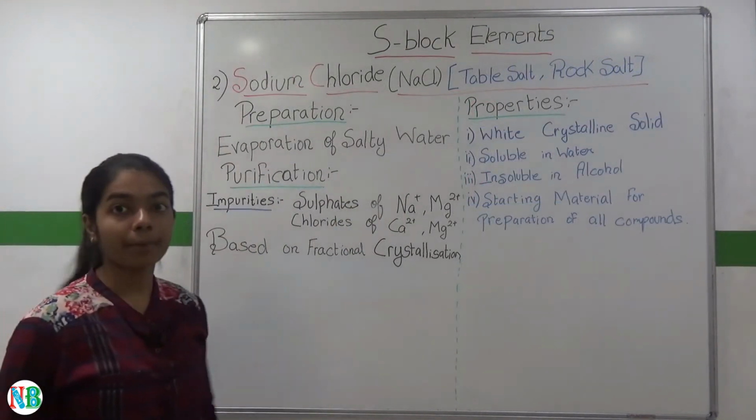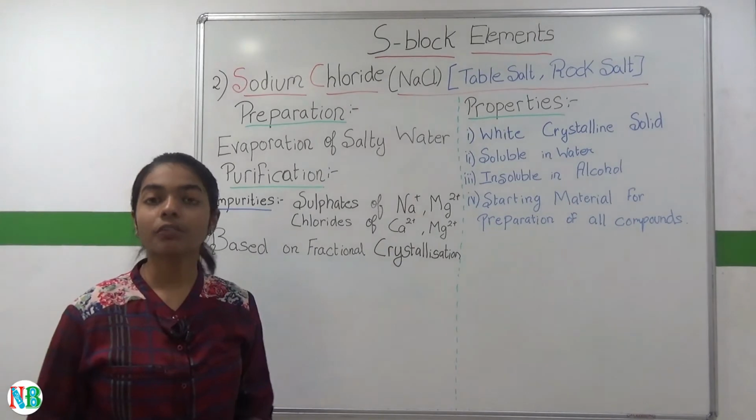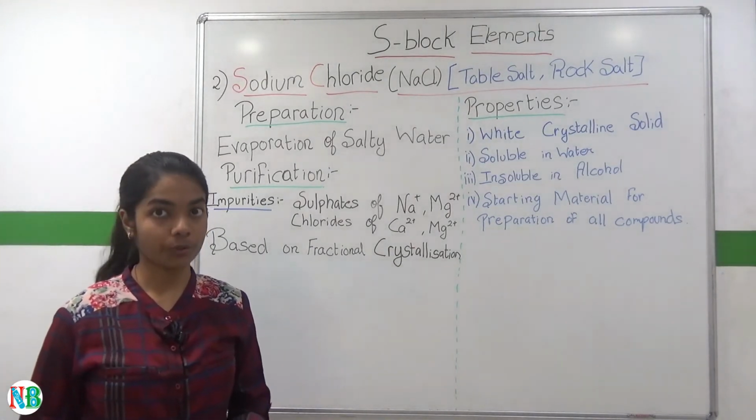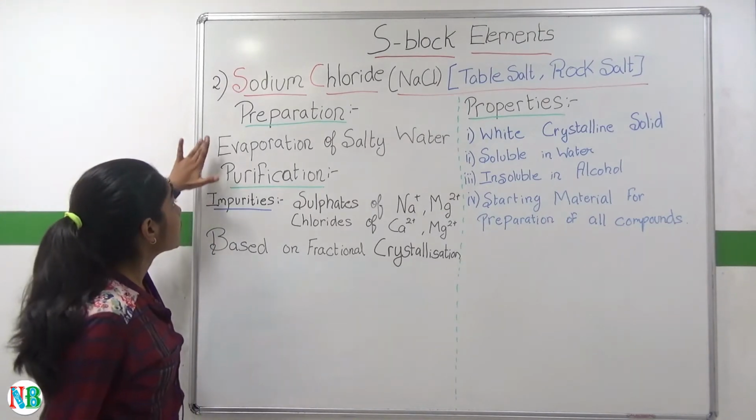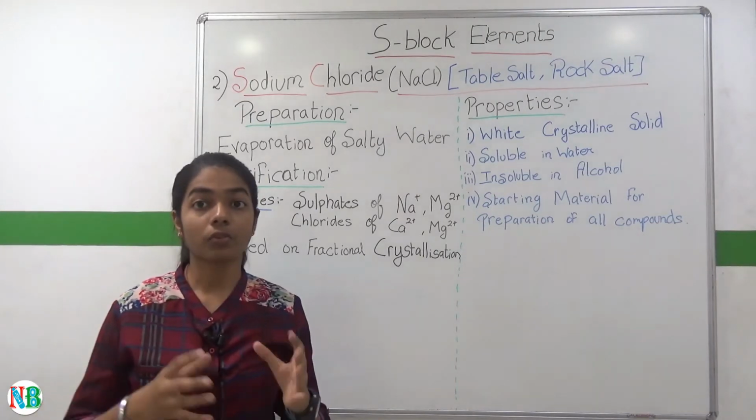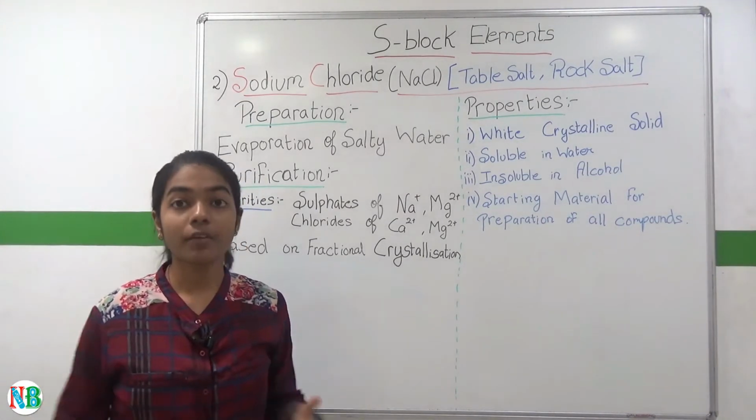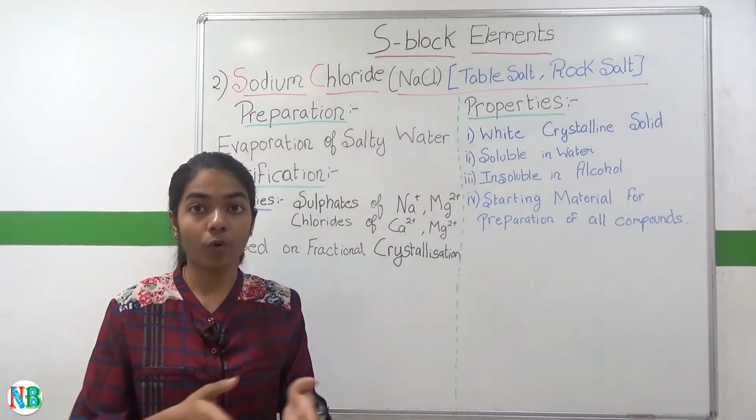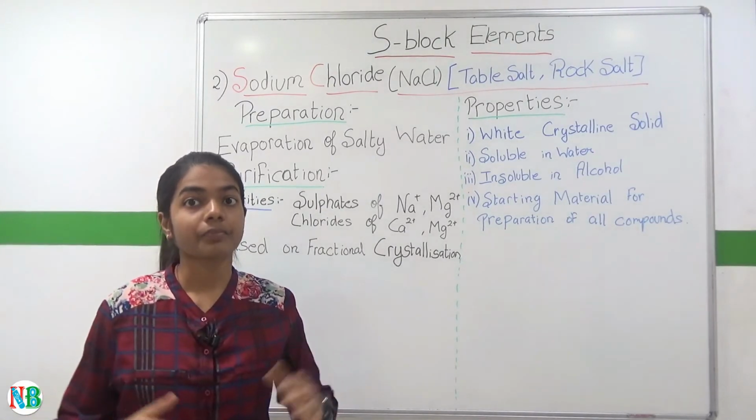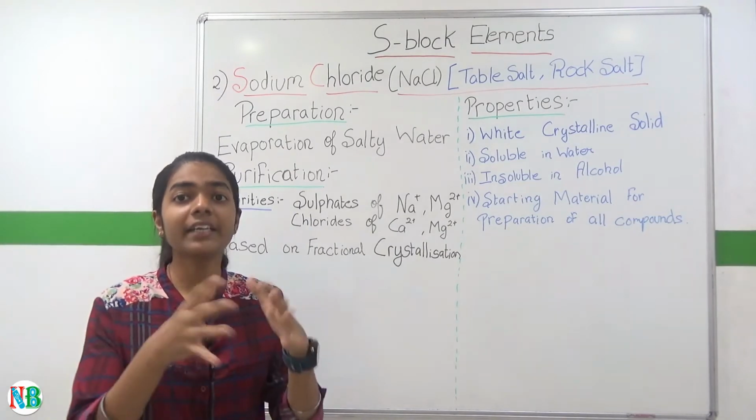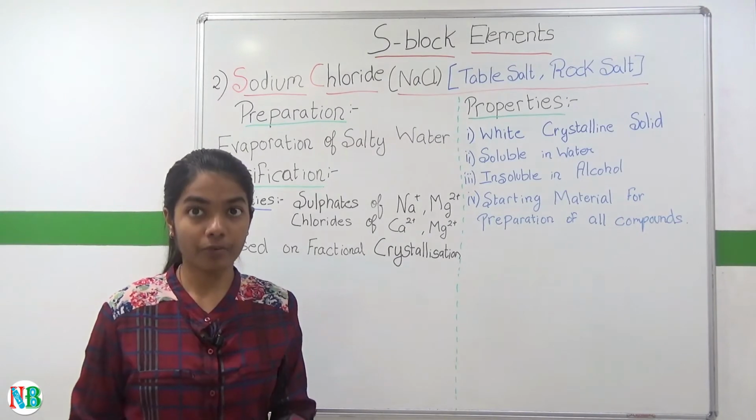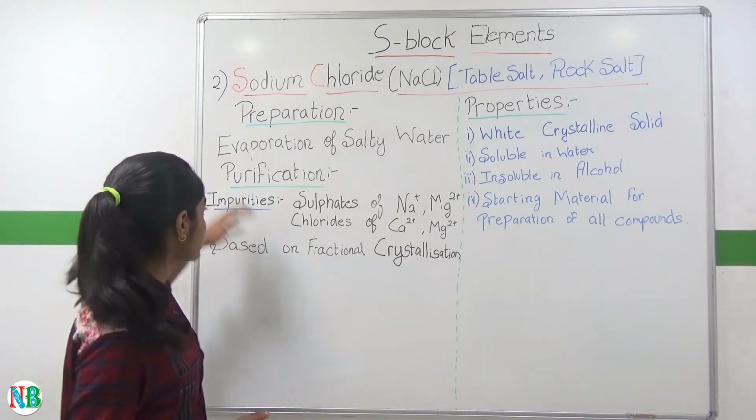Our second important compound is sodium chloride. Molecular formula NaCl, and it is also known as table salt or rock salt. The preparation of NaCl: the most abundant source of salt is the salty water, sea water, inland salt waters or salt mines. On evaporation of salty water in open field leaves behind the residue of impure NaCl, which needs to be purified. So we'll look into purification of NaCl.